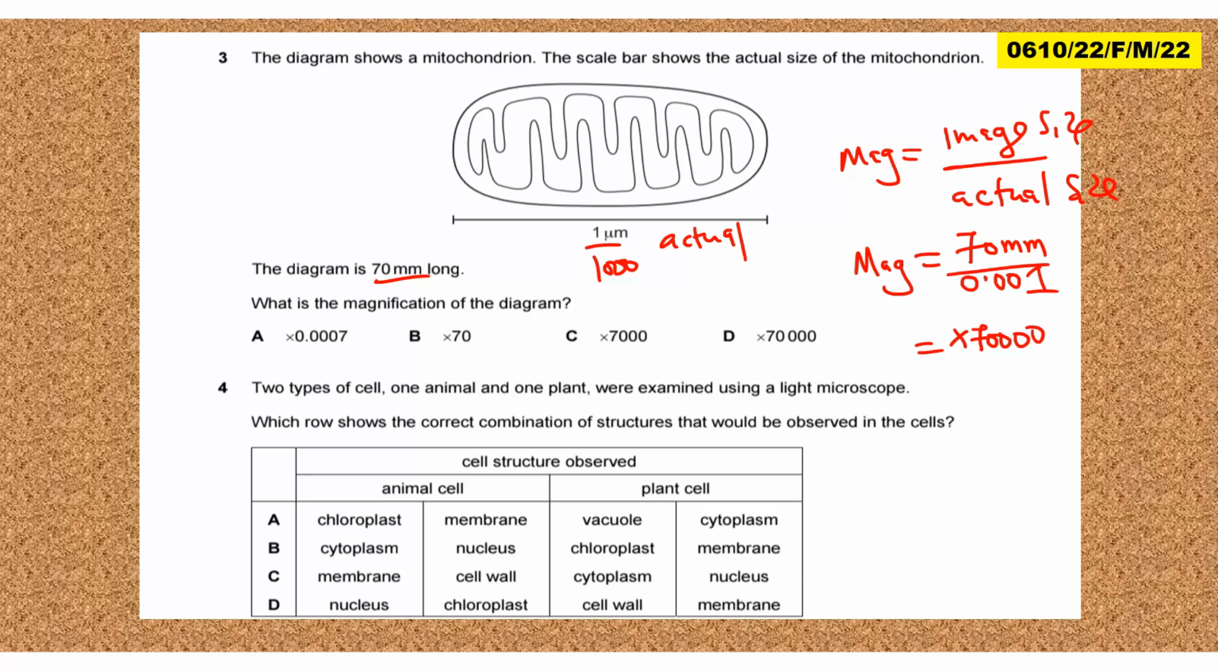Two types of cells, one animal and one plant cell, were examined using a light microscope. Which row shows the correct combination of structures that they would have observed in the cells? So animal cell, plant cell. There's no chloroplast in the animal cell. Cytoplasm is there, nucleus is there. There's no cell wall. So it will be cytoplasm, nucleus, chloroplast in the plant cell, and cell membrane. So the answer is B.